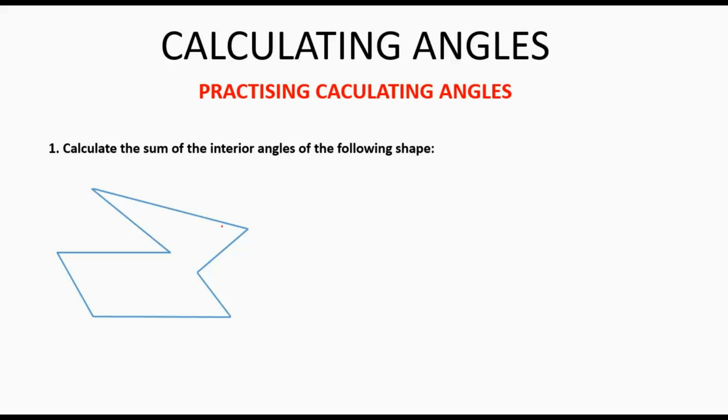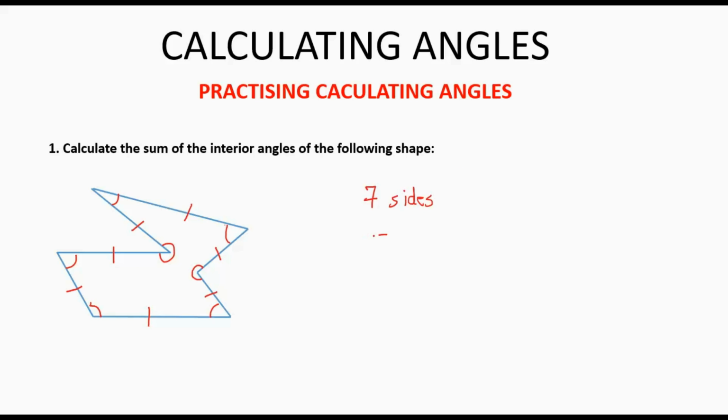Have a look carefully. The first thing I'm going to do is count how many sides I have. That's 2, 3, 4, 5, 6, and 7. So I've got 7 sides. Now I want to find out what the interior angles, this acute, that reflex, that acute, that obtuse, another acute, another reflex, and finally an acute, add up to. I want to know what those 7 angles add up to.